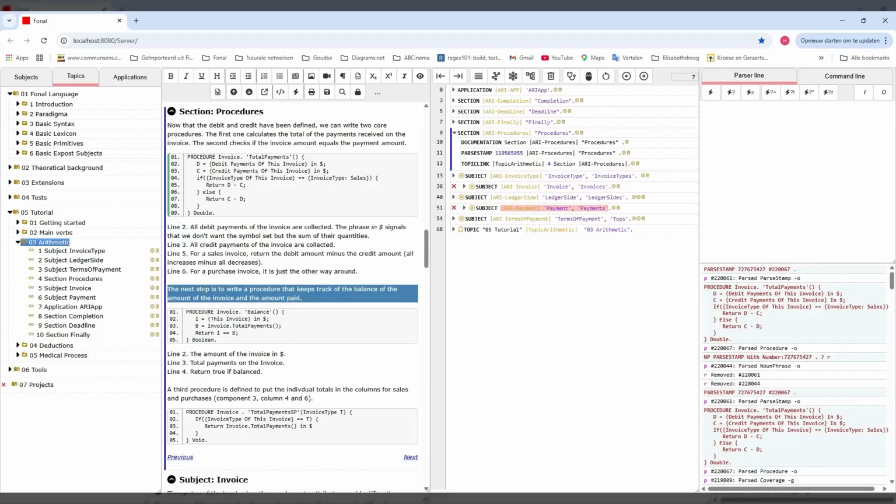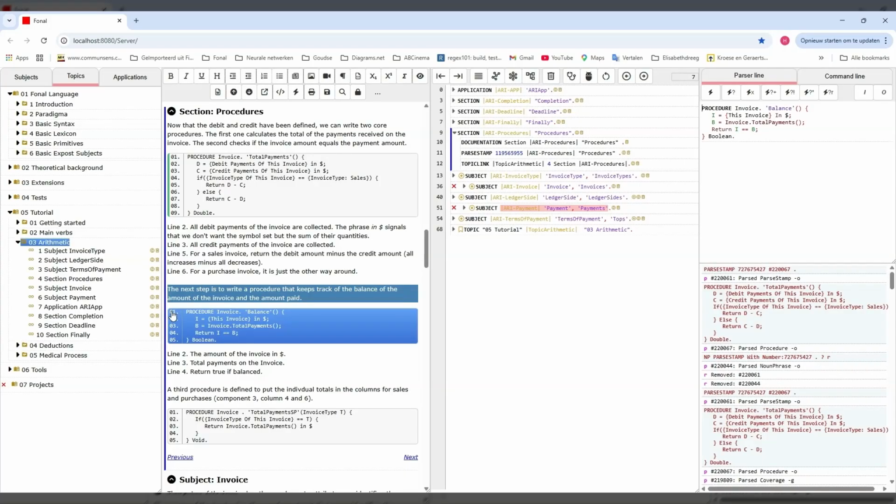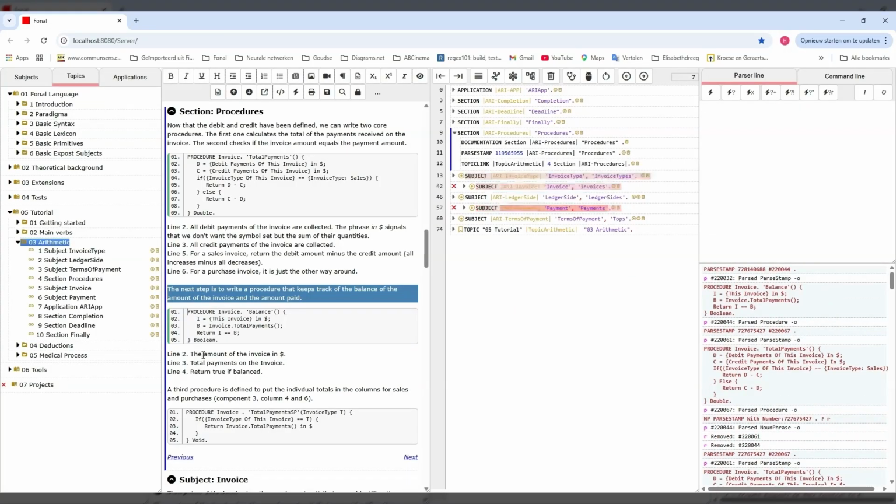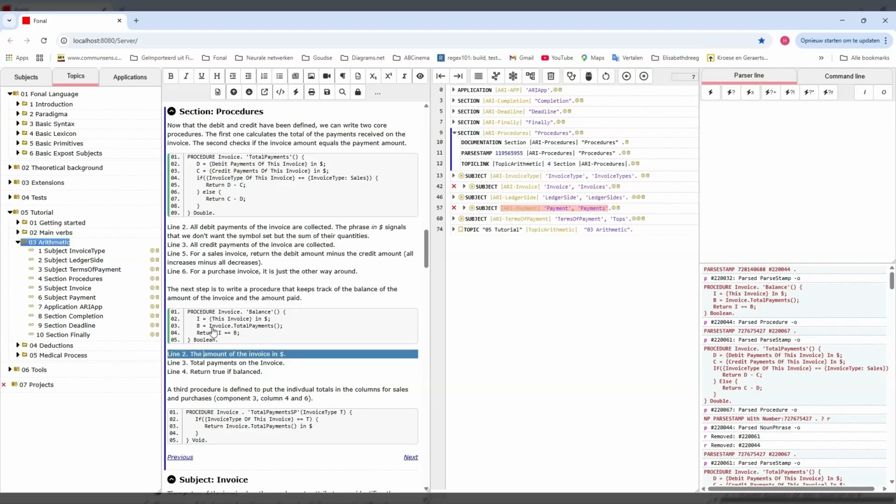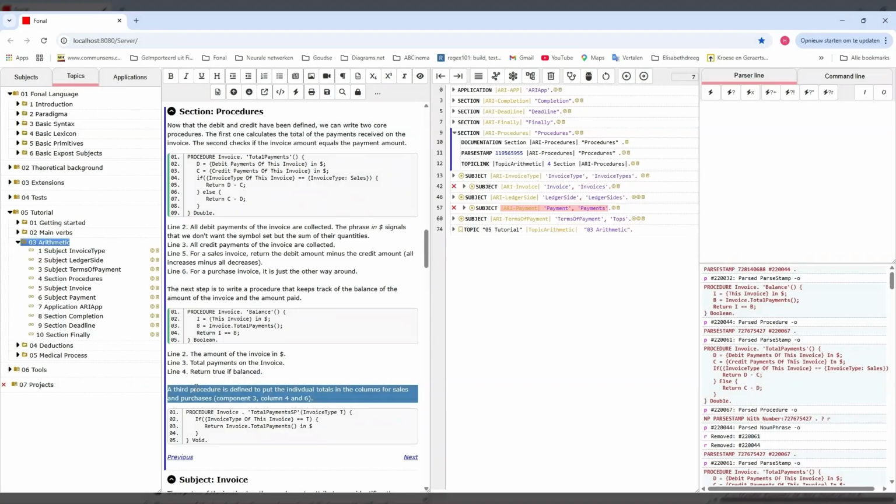The next step is to write a procedure that keeps track of the balance of the amount of the invoice and the amount paid. Line 2. The amount of the invoice in dollar. Line 3. Total payments on the invoice. Line 4. Return true if balanced. A third procedure is defined to put the individual totals in the columns for sales and purchases.